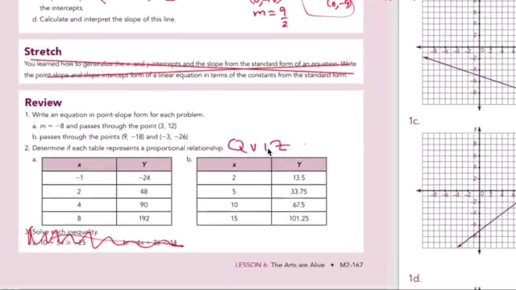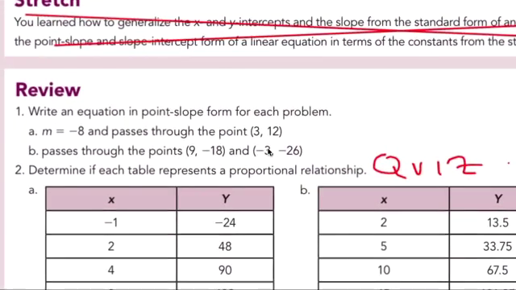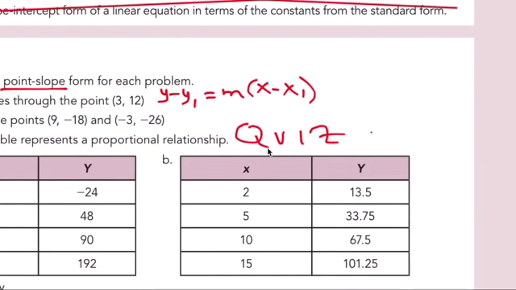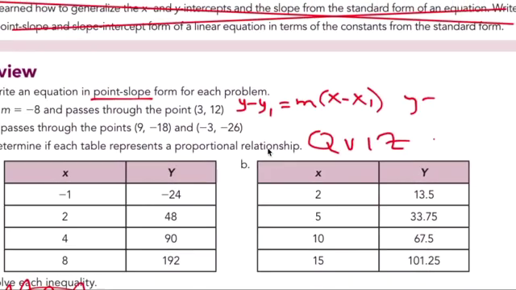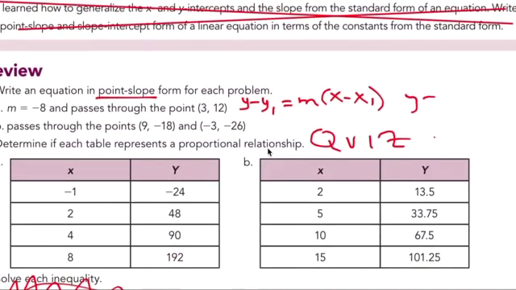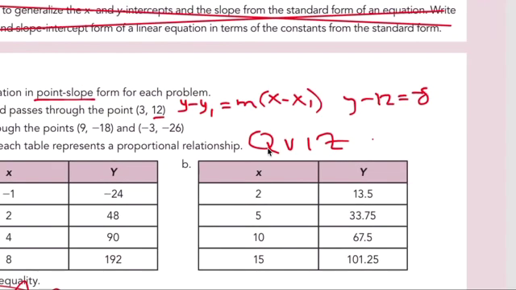And then the review part, write it in point slope form. The formula for point slope is y minus y sub 1 equals m parentheses x minus x sub 1. So the answer would be y minus y sub 1, which is 12, equals negative 8. The slope is negative 8. And then x minus 3 there. That's point slope form.